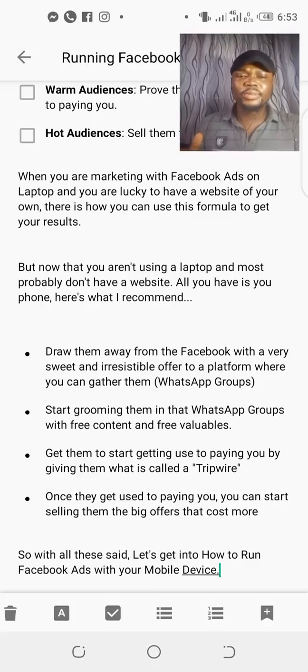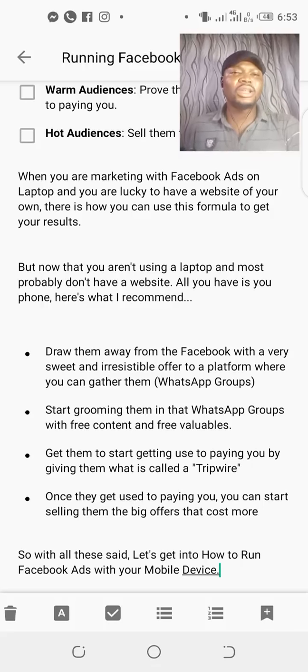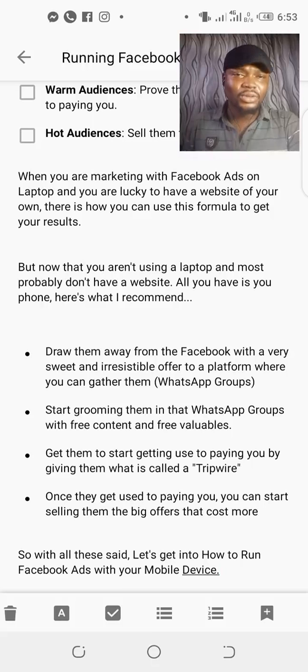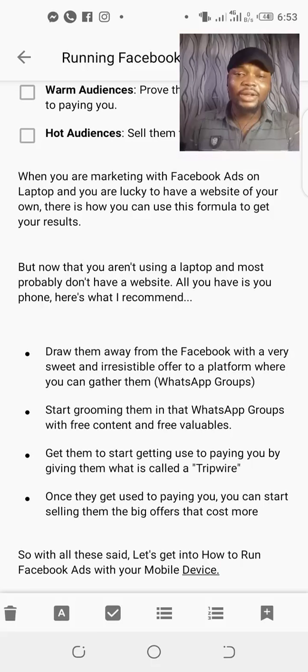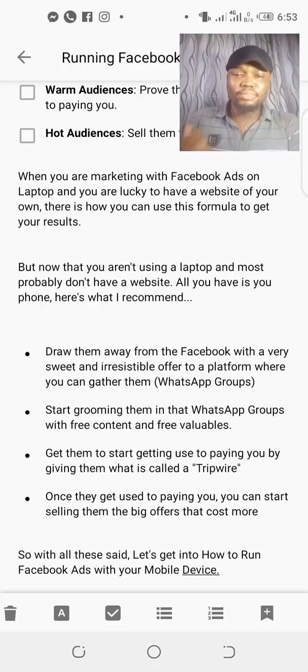It's following the principle of consistency in sales. Many people just want to jump into selling 500,000 naira deals. It doesn't work that way. All right, so once you have given them the tripwire, you want them to now start paying you big money. Big money is coming. You want them to start paying you big money.